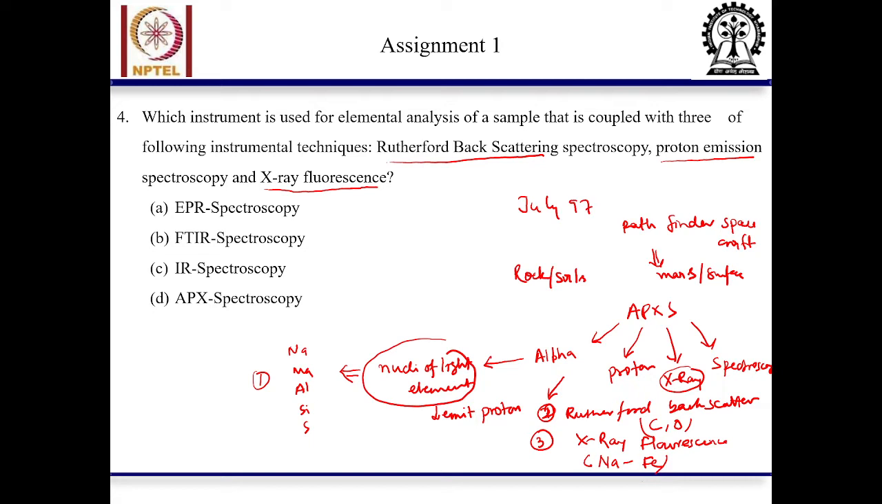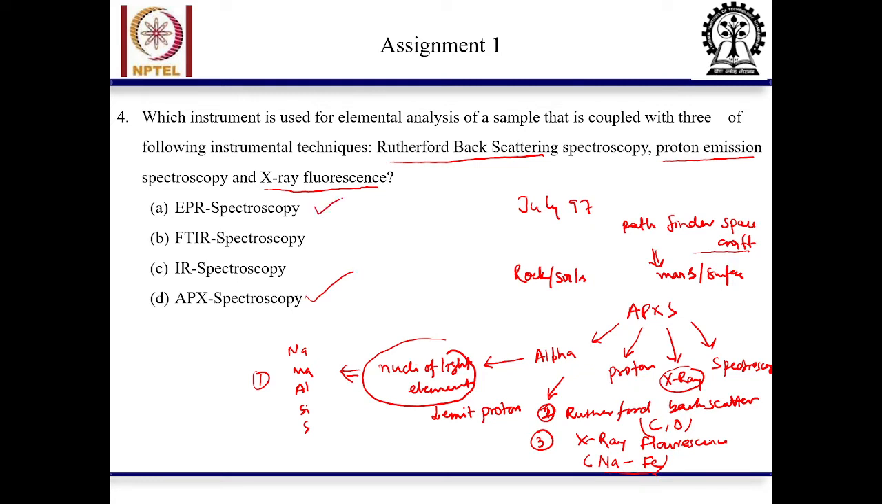So by the alpha proton X-ray spectroscopy we can find out all the elements. Here this spacecraft is sent for the elemental analysis. From here we can find out carbon, oxygen, sodium, magnesium, aluminum, silicon and sulfur, and through the X-ray we can find out sodium to iron. So this is the alpha proton X-ray spectroscopy.